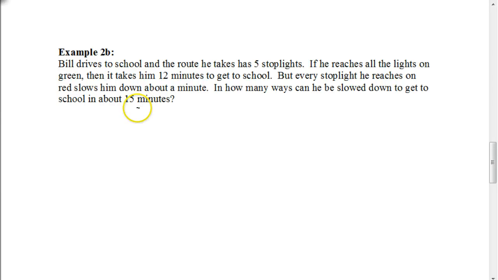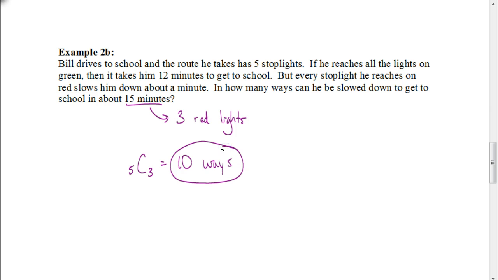Well, that means that, since we're trying to figure out how many different ways it could take him to get to school in 15 minutes, he'd hit 3 red lights. Because those 3 red lights would tack on an extra 3 minutes to get us there in, like I said, 15 minutes. So if there's 5 stoplights, and we're going to choose 3 of them, if you do that on your calculator, you get 10. So there's 10 different ways for him to get to school in 15 minutes.